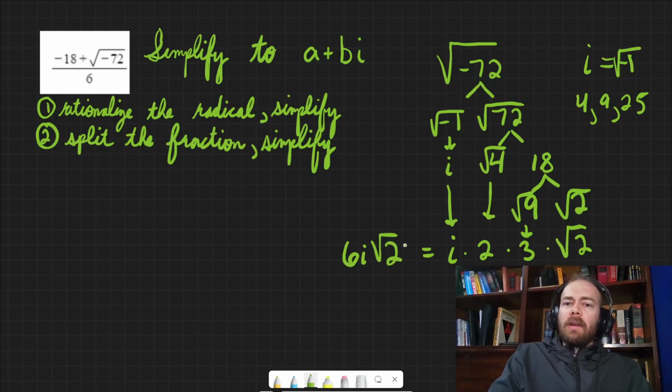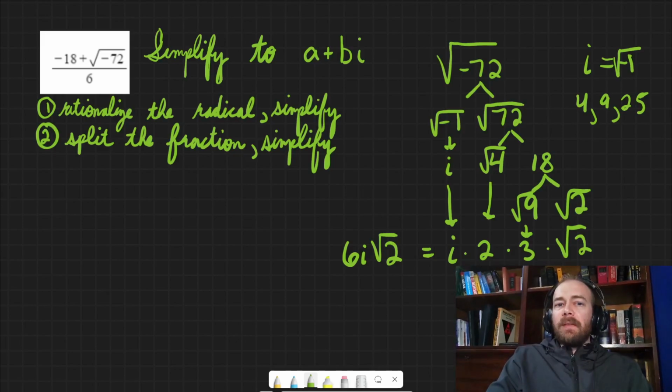You can put the i on the other side if you want, but it kind of looks like it's under the radical if you do it that way. And so typically teachers like to see the i after the number but before the radical. That's the most common way that people like to see this written out. So we've got this part figured out. That was step 1: rationalize the radical and simplify. So we just did that.